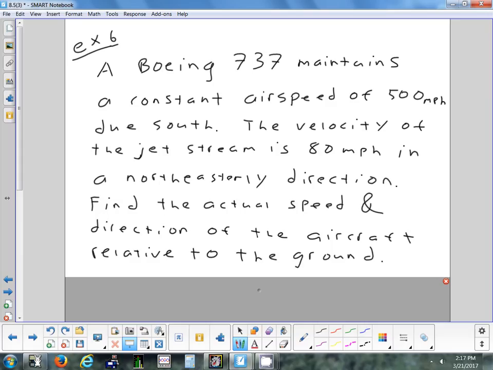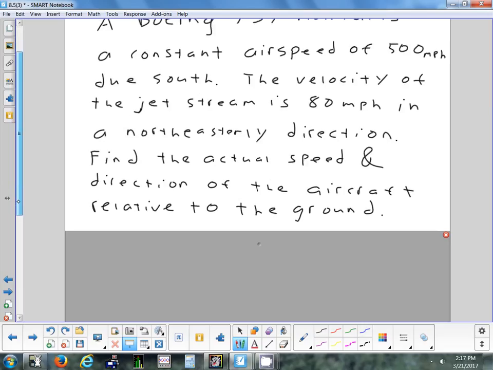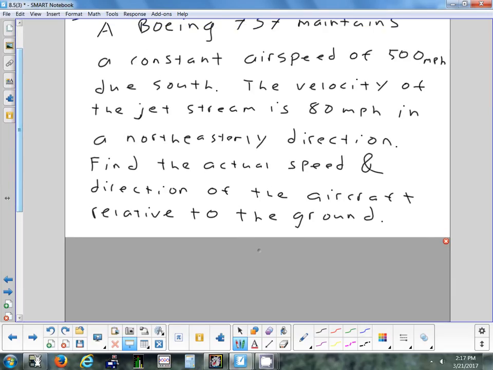So overall here, is the jet stream going to help the plane, or is it going to slow the plane down? It's going to slow it down. The plane isn't flying directly into it, but the jet stream is blowing north and east. The plane is trying to go south. So the jet stream's not helping it. It's going to slow the plane down a little bit. So even though the airspeed might say 500 miles an hour, the pilot's really not going to be going that fast. They would have to go faster than that to compensate for the jet stream.